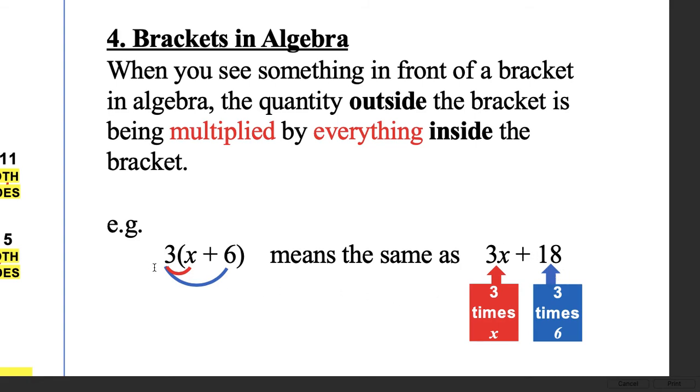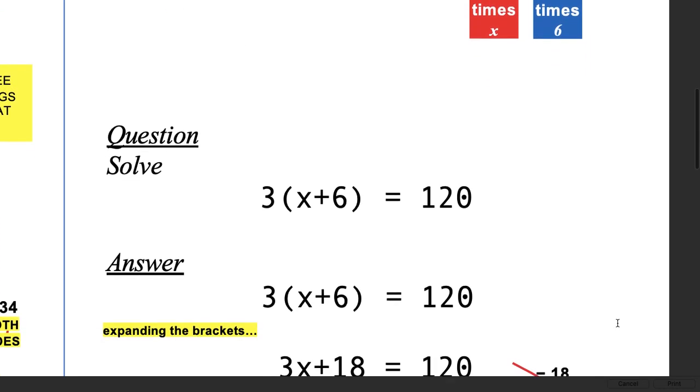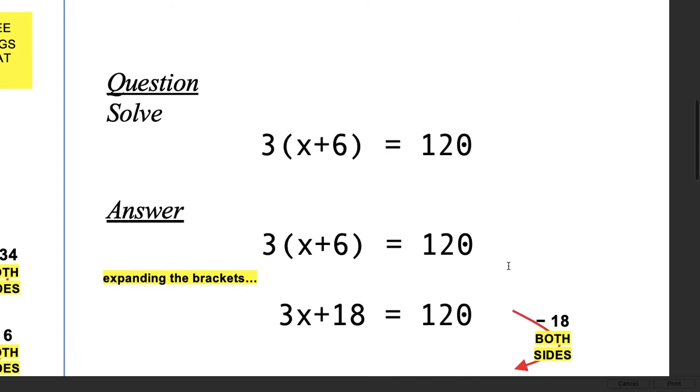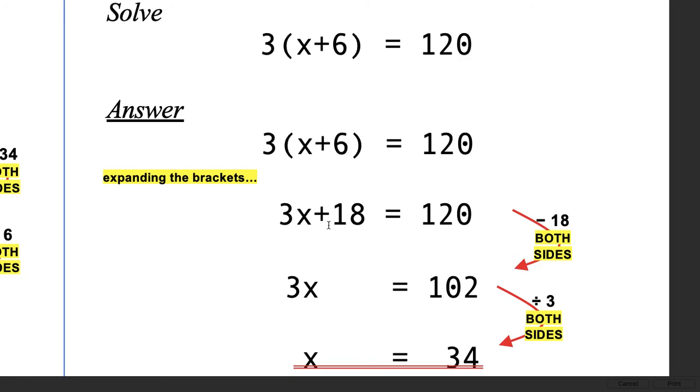And see how I've done these little color-coded annotations or notes to the whole thing to make that clear for you. So here's a question. Solve 3 brackets x plus 6 equals 120. So the first thing to do is expand out the brackets or multiply them out. So 3 times x is 3x, 3 times 6 is 18. So that's the same as saying, without the brackets, 3x plus 18 equals 120.